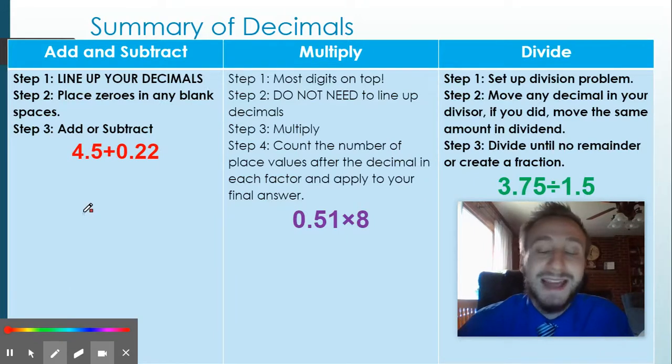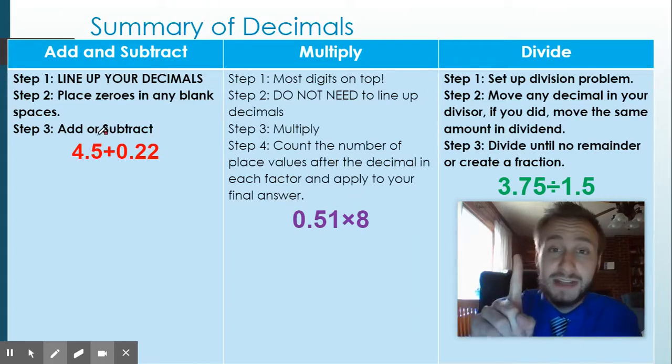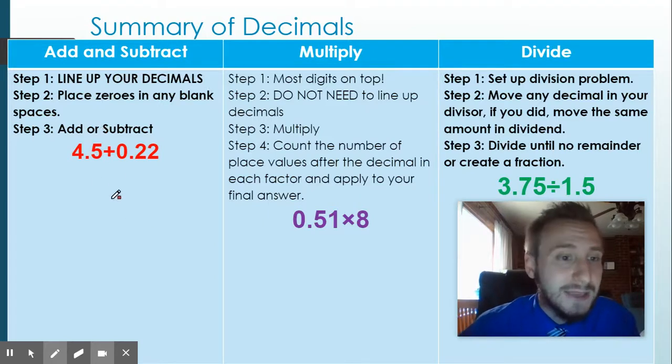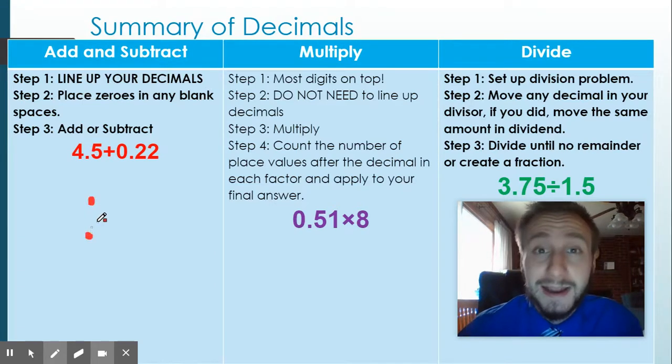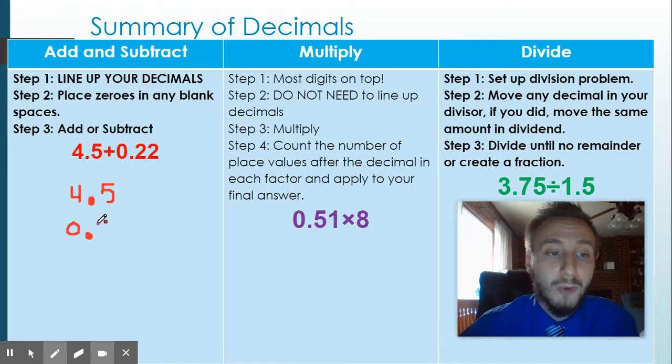Just to recap, last week we talked about when you're adding and subtracting with decimals, the very first step that you want to do is always line up your decimals. And what that means is, what I would do is, first thing, draw your decimals. That way they're automatically lined up. And then fill in the numbers. So we have 4.5 plus 0.22. So we have 4.5 plus 0.2 and 2 over here. And it's an addition problem.